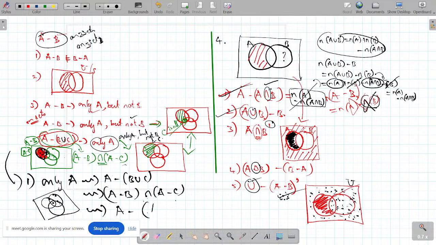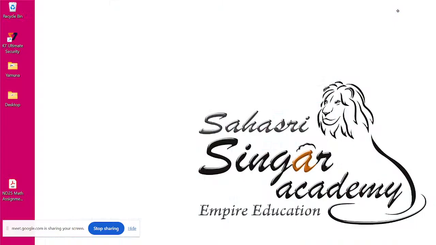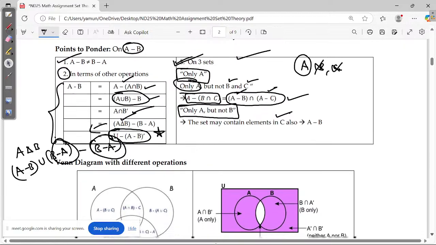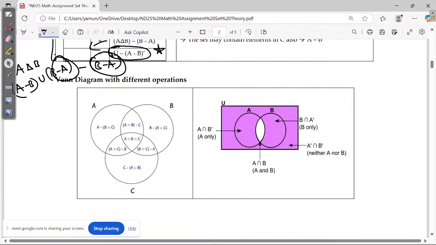This is A intersection B. Okay, we'll leave this one. Need not worry, only two ways. You can just make a note of these two ways. Okay, please make a note. Check whether this Venn diagram is okay.